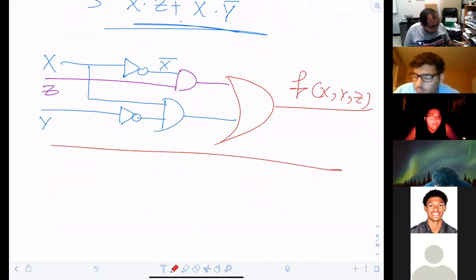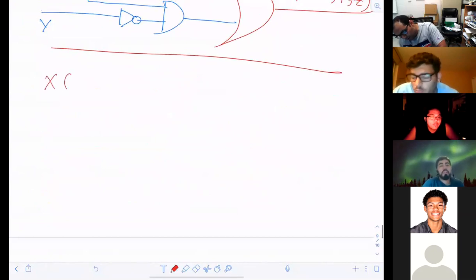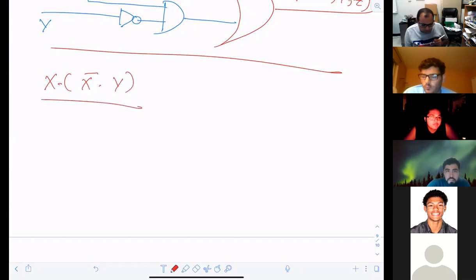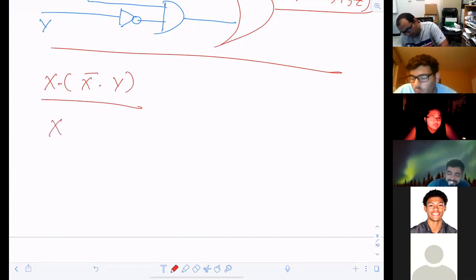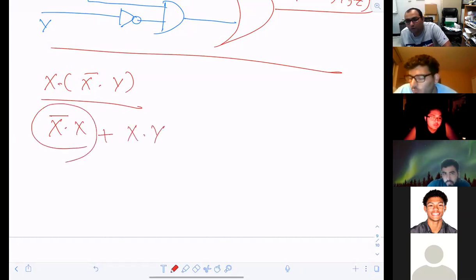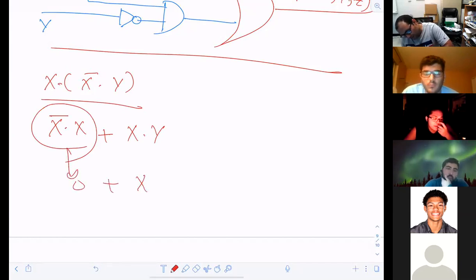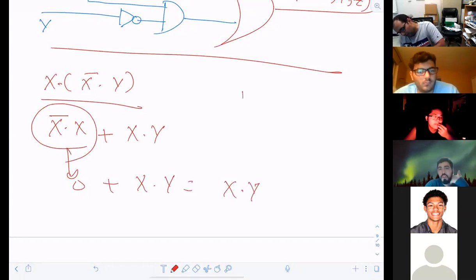So anyway, now let me find you more. It's good to have more examples, right? Another example. If you have x ANDed with x complement y, and somebody's asking you to go for implementation, what are you going to do? You have to optimize. In that case, you're going to say x times x complement is 0. So what remains is x y, so it's going to be an AND gate.